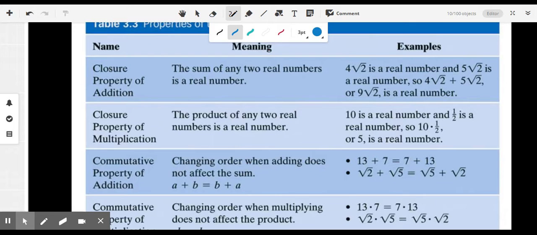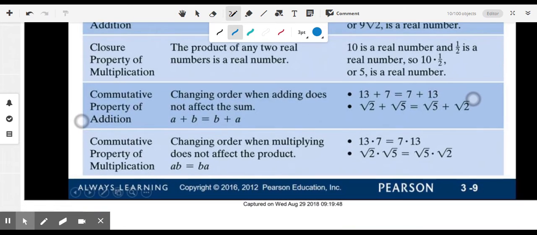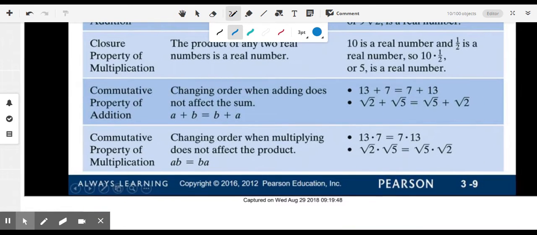All right, now here's the ones you're going to use more of. Commutative property of addition and commutative property of multiplication. All that says is it does not matter what order you multiply or add two numbers. 3 plus 4 is the same thing as 4 plus 3. It doesn't matter which order. Same thing with multiplication. 2 times 3 is the same thing as 3 times 2. And so over there it shows you 13 plus 7 is equal to 7 plus 13. If you use square roots, it's the same. 13 times 7 is the same as 7 times 13.